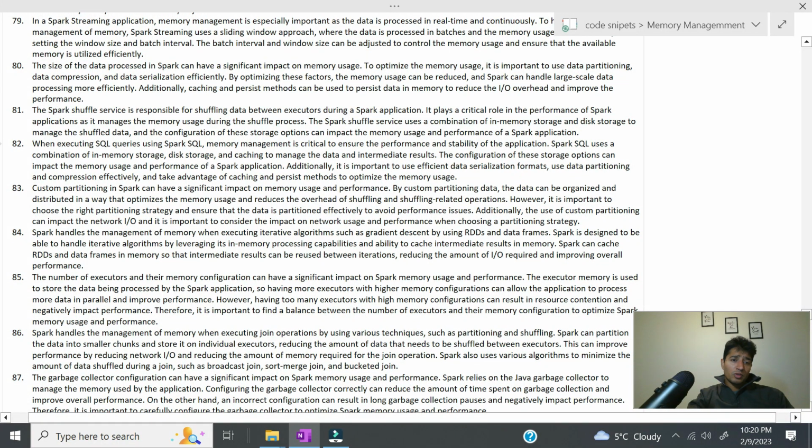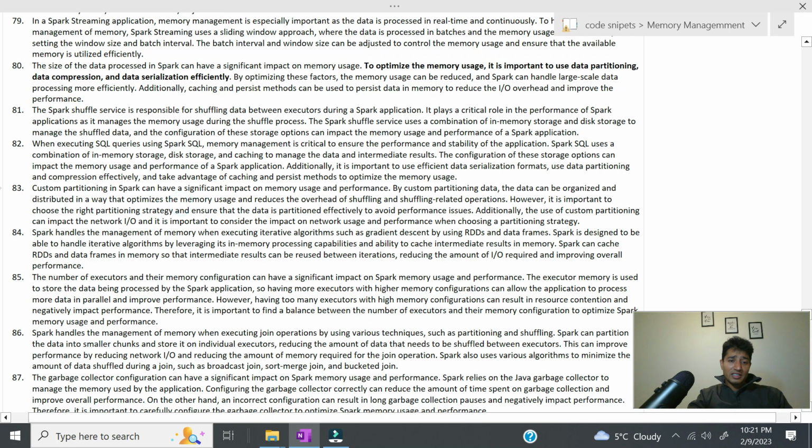Okay, now let's see: the size of the data processed in Spark can have significant impact on memory usage. To optimize the memory usage, it is important to use data partitioning, data compression, and data serialization efficiently. I think I'm covering this one point again and again. Data partitioning, data compression, and data serialization are very important when we talk about memory usage, right?